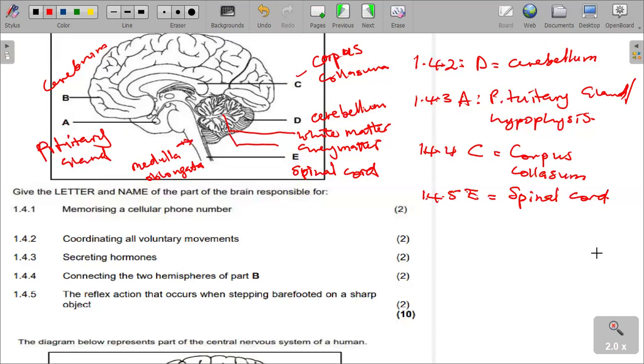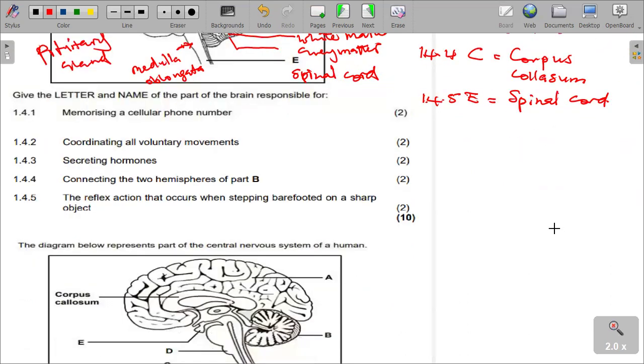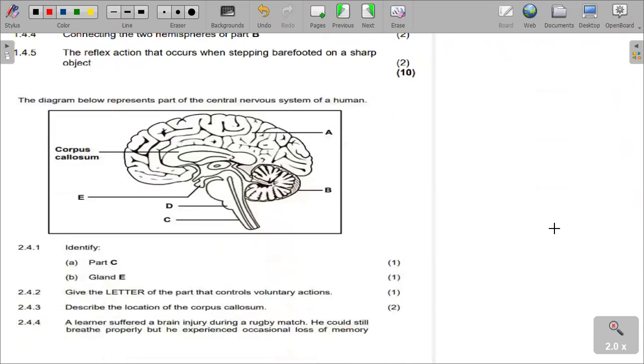You need to understand these parts, because they constitute a basic unit of our syllabus, so you need to know them. I had also added another question, similar to the one we've just answered, again about the part of the human brain, so that we get a comprehensive understanding. The diagram below represents parts of the central nervous system of a human.